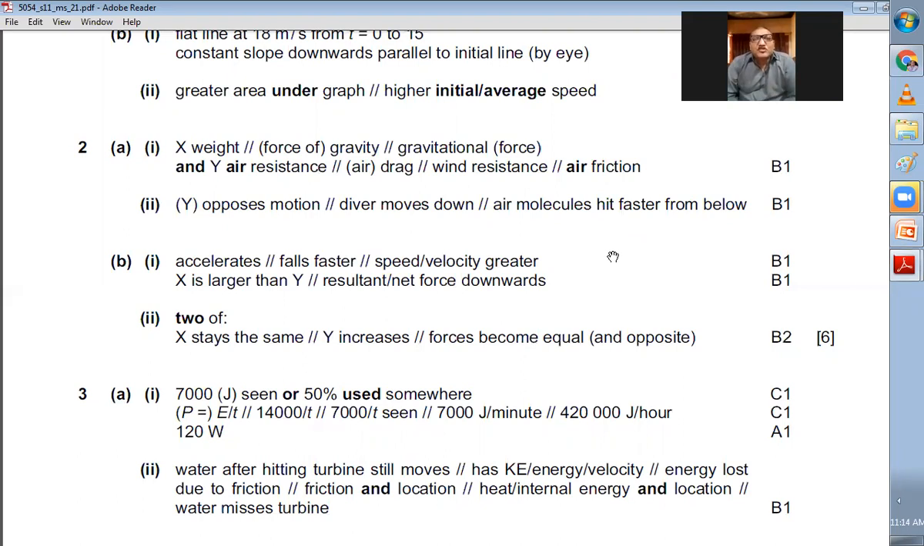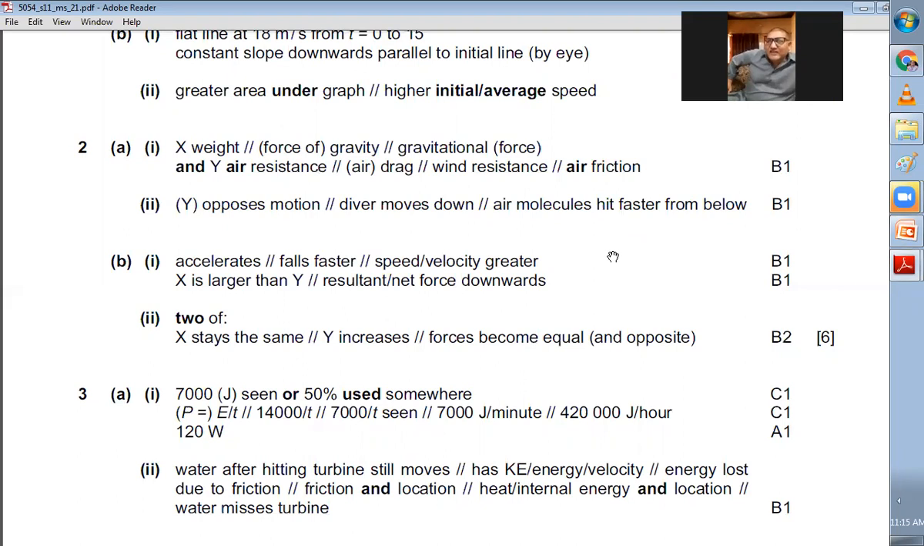Y opposes motion. Driver moves down, air molecules hit faster from below. So the direction of Y will be in the upward direction because it's a resistive force opposing your motion. Acha, B, first part is accelerates, falls faster, speed, velocity greater. X is larger than Y, so the resultant force will be downward.